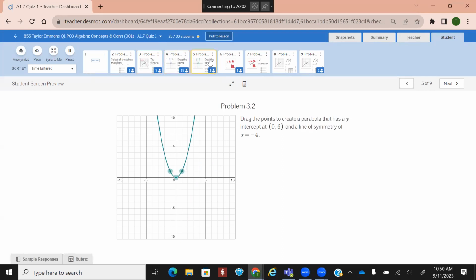On slide 5, it says drag the points to create a parabola that has a y-intercept at 0, 6, and a line of symmetry at x equals -4. That line of symmetry means that the middle has to run at x equals -4. Then we wanted a y-intercept at 0, 6. So we can kind of move it in or out. It might take a little bit of time to finesse, but here is a potential answer. You might have gotten something different. That's okay as long as you meet those 2 requirements.